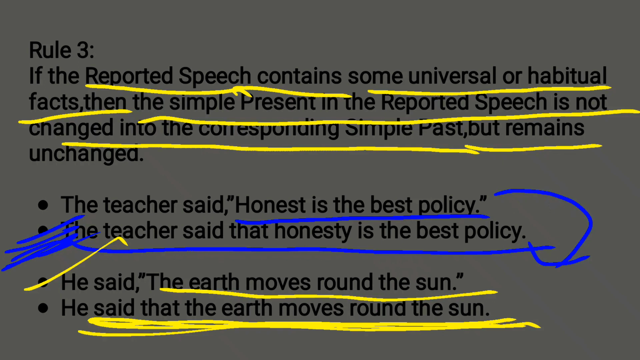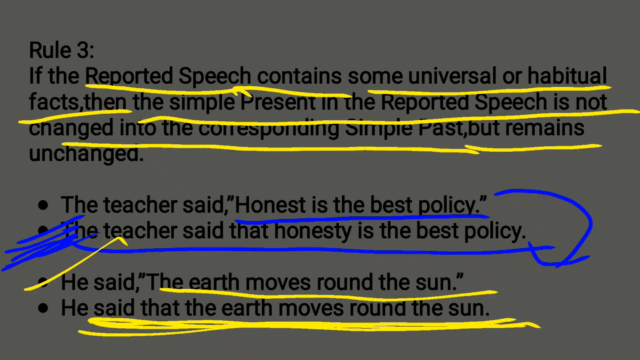This was rule number 3. So whenever you remember rule number 2, you also remember rule number 3 with that, because this is an exception of rule number 2. The sentences are the same as it was in the rule number 2, but the reported speeches are a bit different, because in this case the reported speech are universal or habitual facts. Okay, so that was rule number 3.